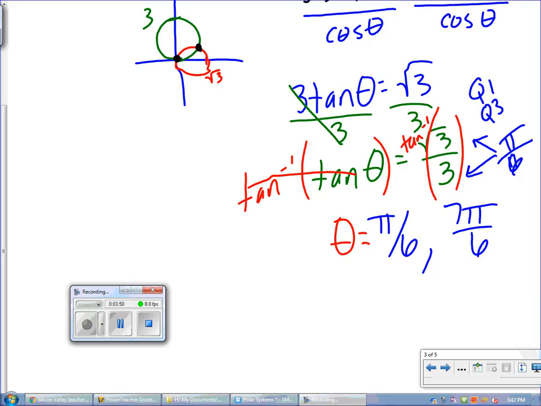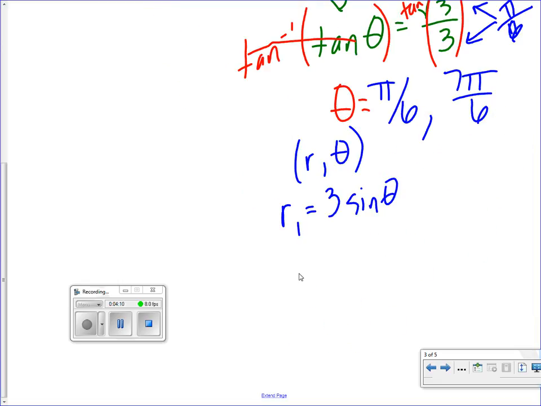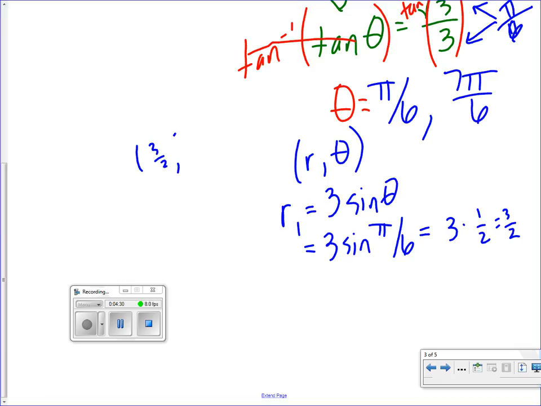These are the angles where those two graphs intersect. Remember, for polar graphs, our ordered pairs are r comma theta. So we have the two theta values. Now we need to figure out the r values. So r1 was 3 sine theta. Substituting in the first theta that we have, which is pi over 6. And then thinking about my unit circle, the sine of pi over 6 is 1/2. So the first solution is 3 over 2, pi over 6.